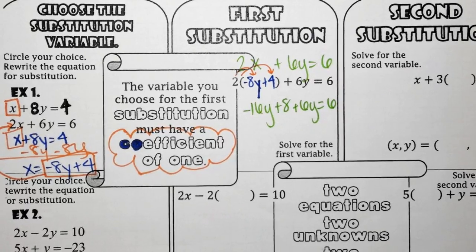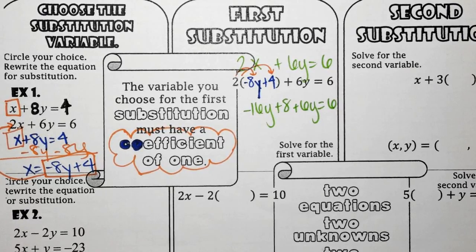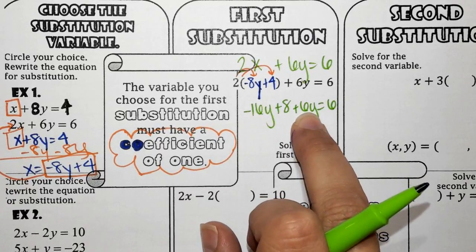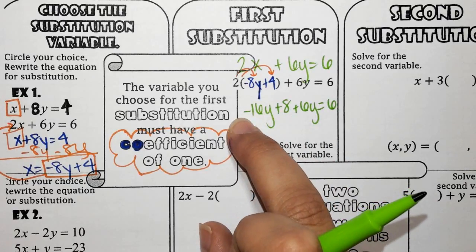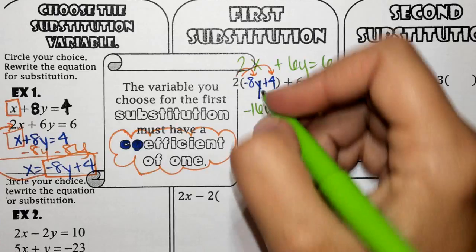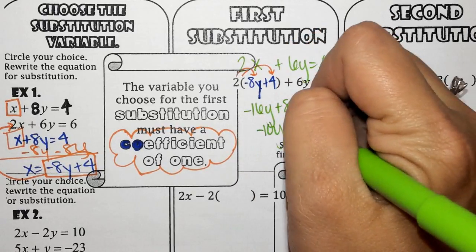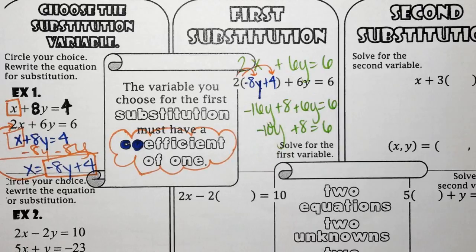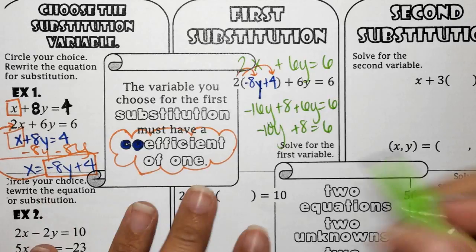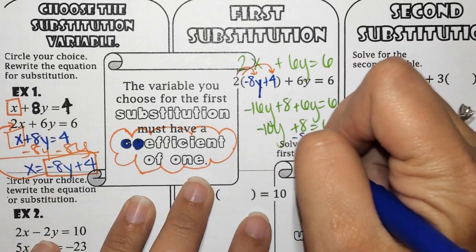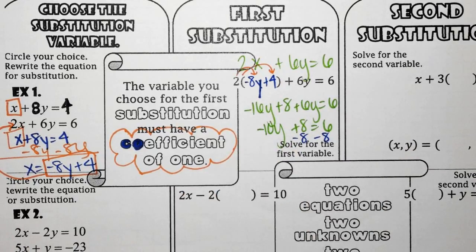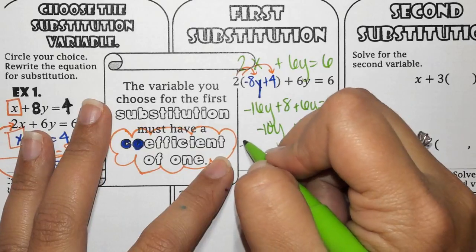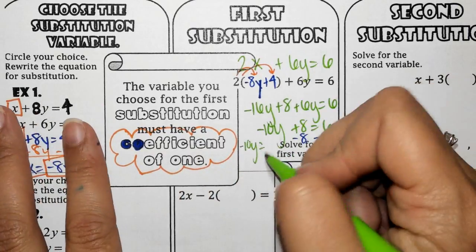Oh, this is going to be an ugly problem. So what's negative 16y plus 6y? Negative 10y, take a point. Plus 8 equals 6. Minus 8. We subtract 8 from both sides. Wait, just breathe for just a second. Okay, breathe. So you get negative 10y equals 6 minus 8, which is negative 2.